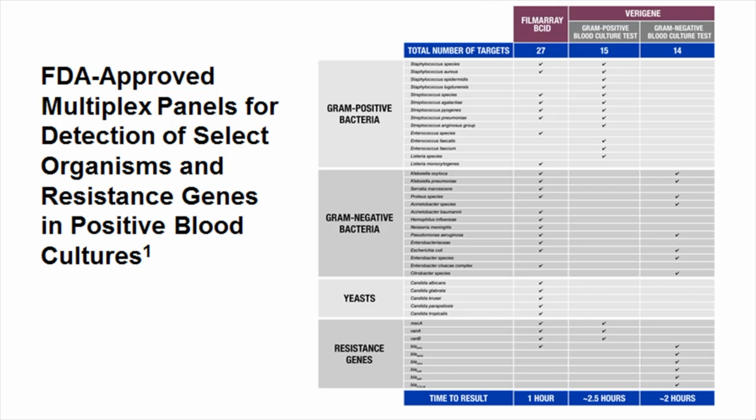The BCID is a closed, multiplex PCR system that offers automated sample preparation, amplification, detection, and analysis of 27 targets. It requires about 2 minutes of hands-on time to add sample from a positive blood culture bottle to sample buffer in a single pouch, which is then loaded onto the FilmArray system. Test turnaround time is approximately 1 hour.